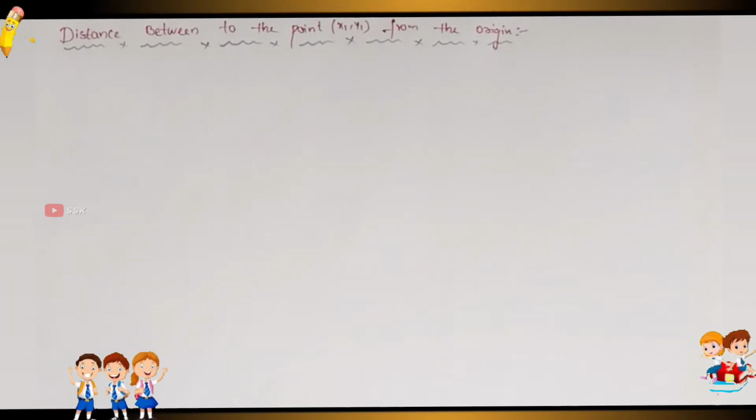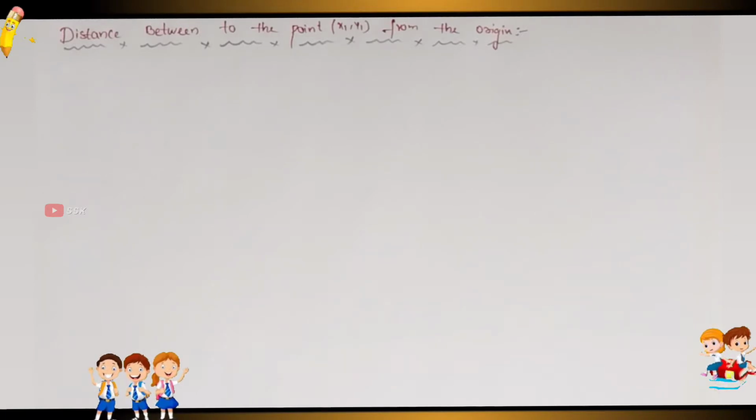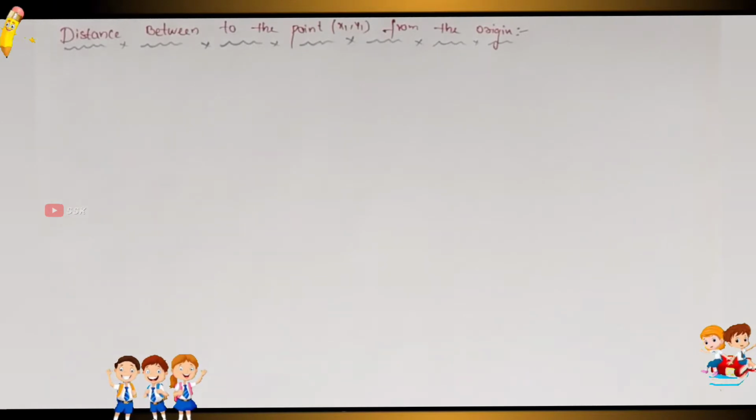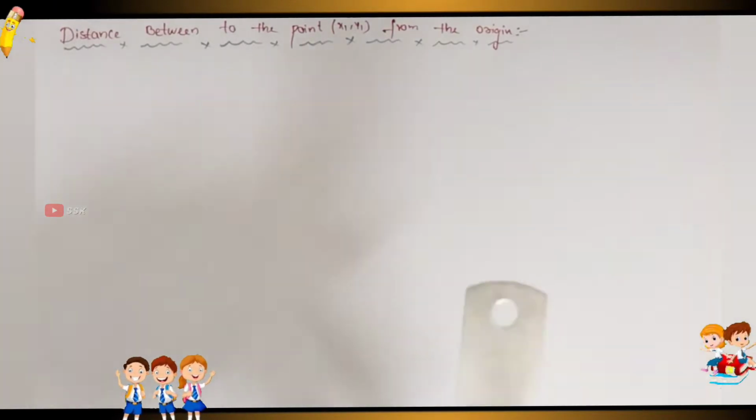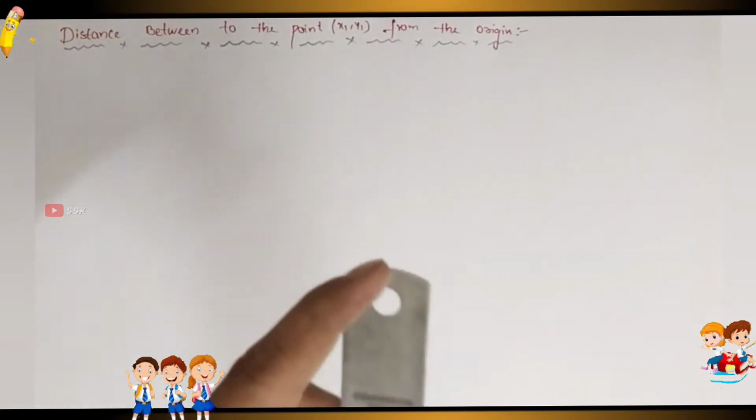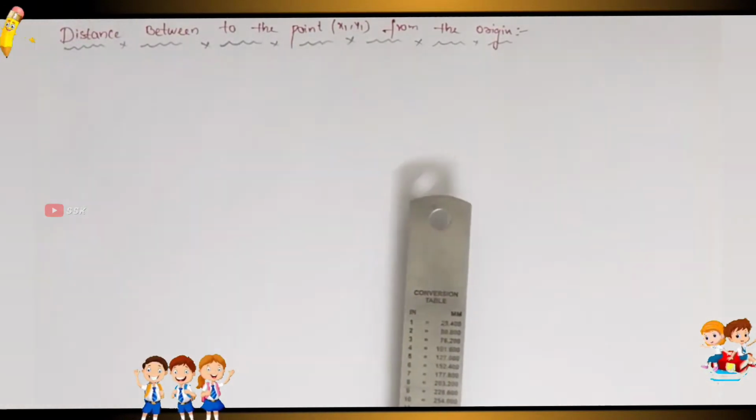Today we are discussing the distance between the point x1 comma y1 and the origin. Now let us discuss the distance between the point x1, y1 from the origin. Now let us see the figure.